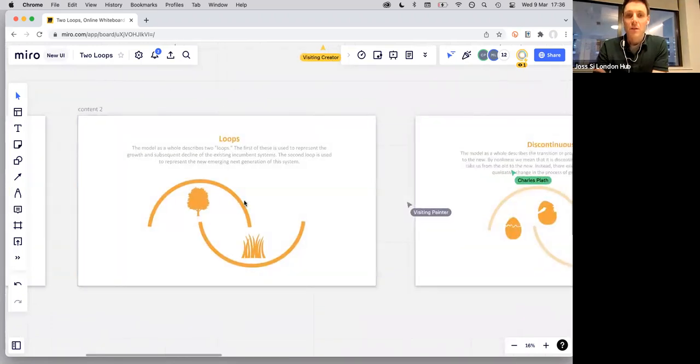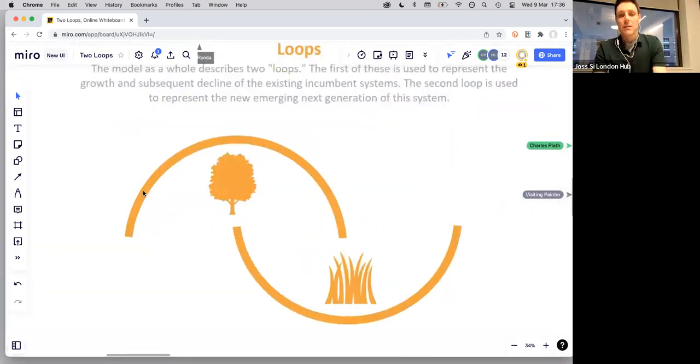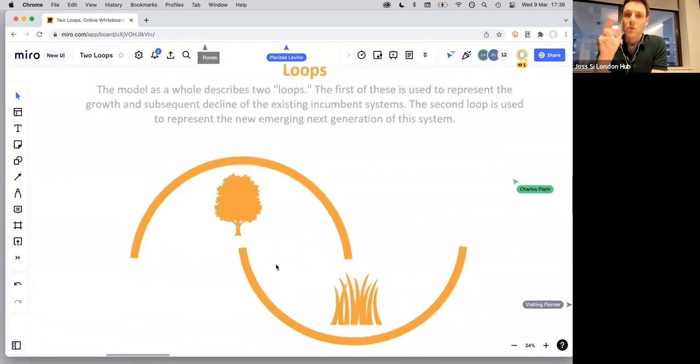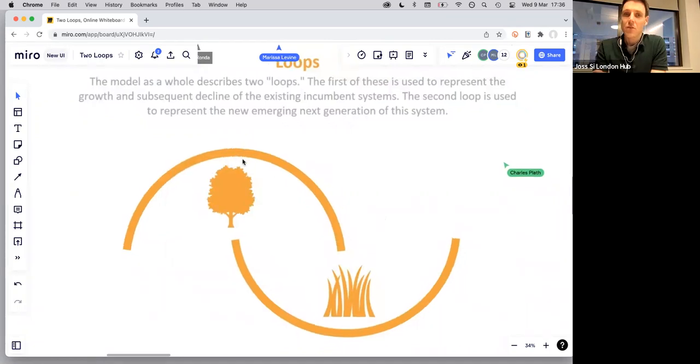So the model, as the name implies, is quite simple. It's two loops. This one here, the upper loop, and then the lower loop. The first of these is used to represent the growth and subsequent decline of the existing incumbent system. So that's this loop here. The second loop is used to represent the new emerging next generation of this system. So this one down here is the new system.